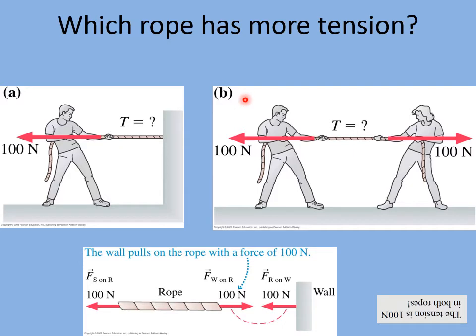For part B, the other scenario is where the guy and the girl are having a tug of war, and he's pulling to the left with 100 newtons. She's pulling to the right with 100 newtons of force. So what is the tension in this case? Think about this for a minute. Maybe you want to pause the video and think about which one of these ropes, A or B, has more tension and why.